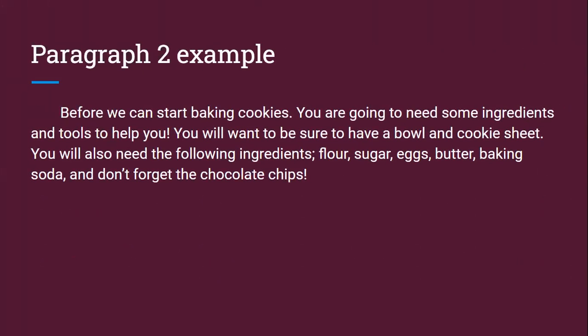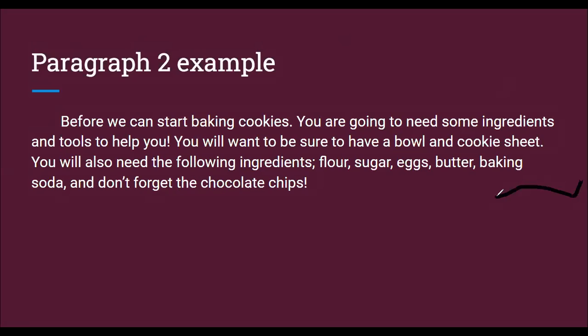Before we can start baking cookies, you're going to need some ingredients and tools to help you. You will want to make sure to have a bowl and a cookie sheet. You will also need the following ingredients: flour, sugar, eggs, butter, baking soda, and don't forget the chocolate chips. So in all of paragraph 2, you talk about what you're going to need to complete the activity.